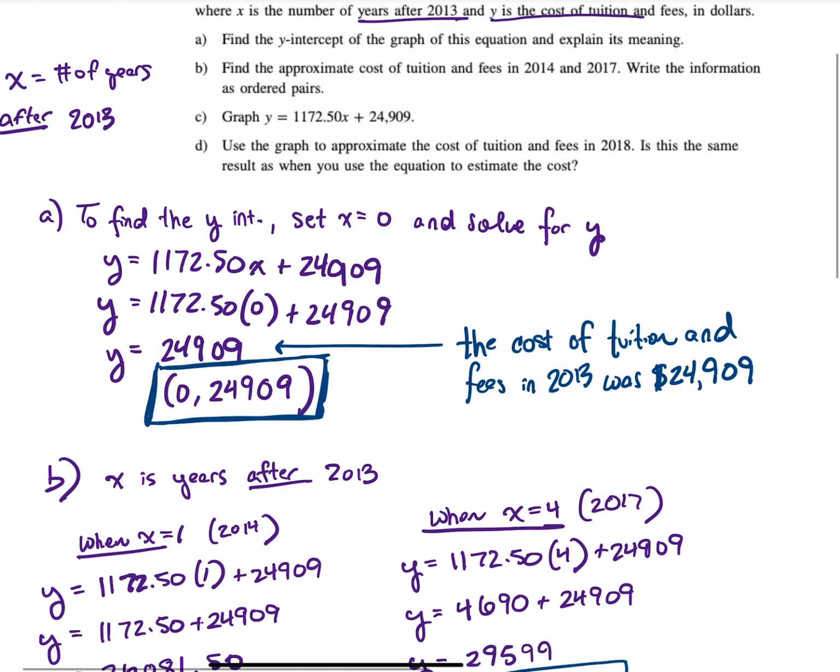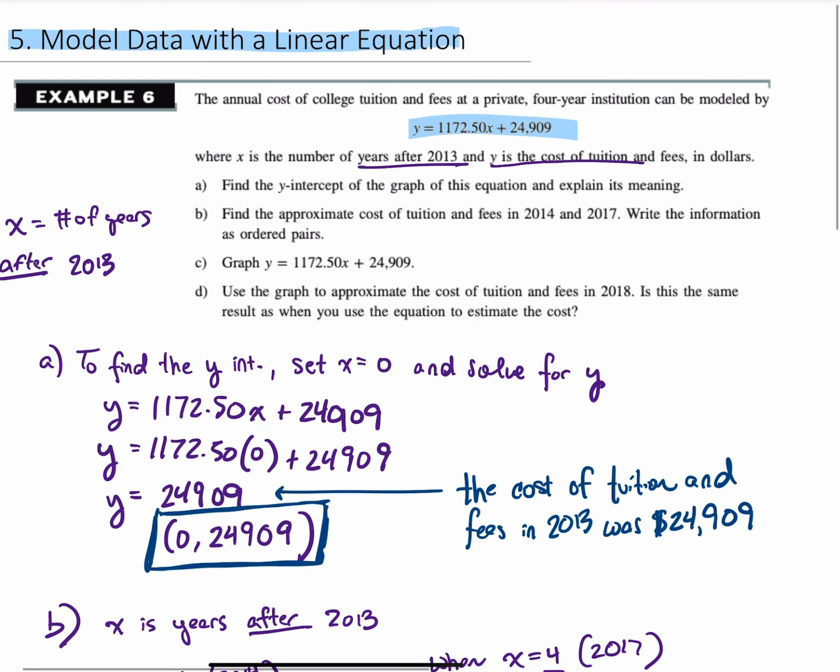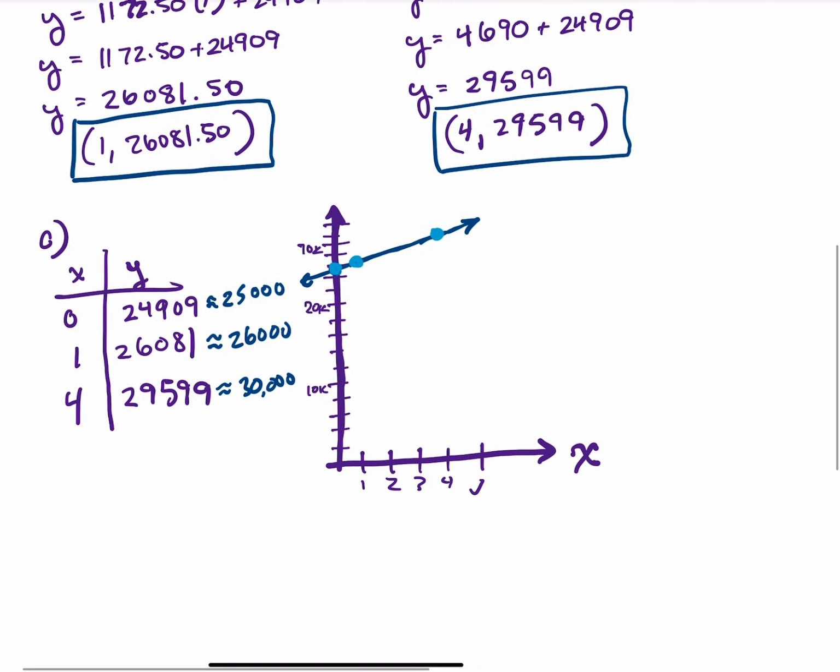What did part C or part D want? It says use the graph to approximate the cost of tuition and fees in 2018. Is it the same when you use the equation? So let's use the graph. 2018, that would be at 5 on our x-axis.